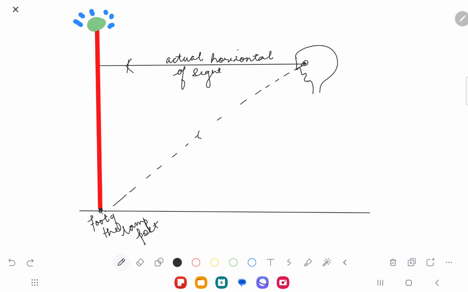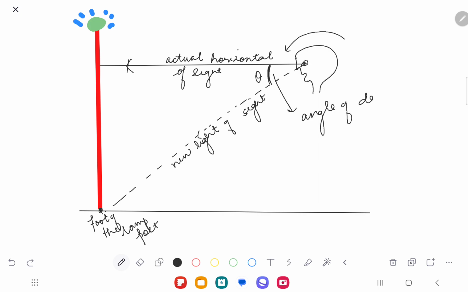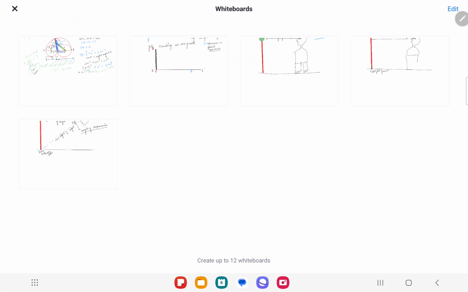And now he has to bend his head forward and downwards to focus at the bottom. So when he has to focus at the bottom here, this is called his new line of sight. So when you're looking here, new line of sight. I hope you're understanding that this is called the angle of depression. Depression. Understood?